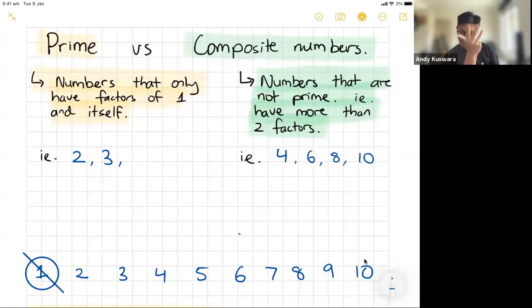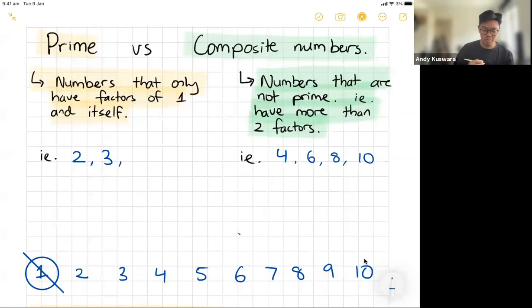I don't know if you guys can see my hand. Four factors. Same with eight: one, two, four, eight. So that's four factors. 10 can be divided by one, by two, by five, and by 10. So there's four factors there.